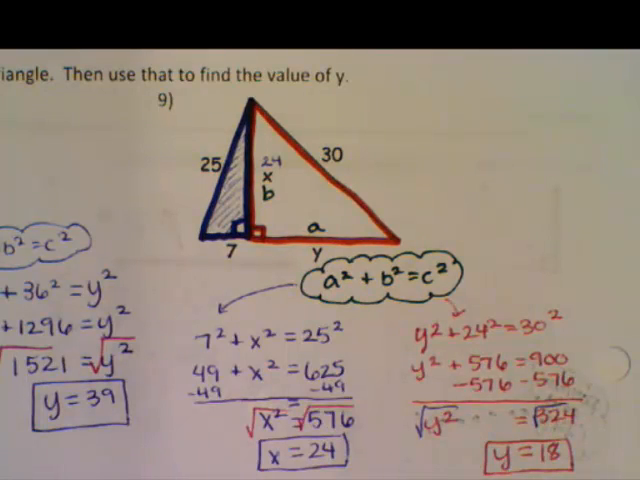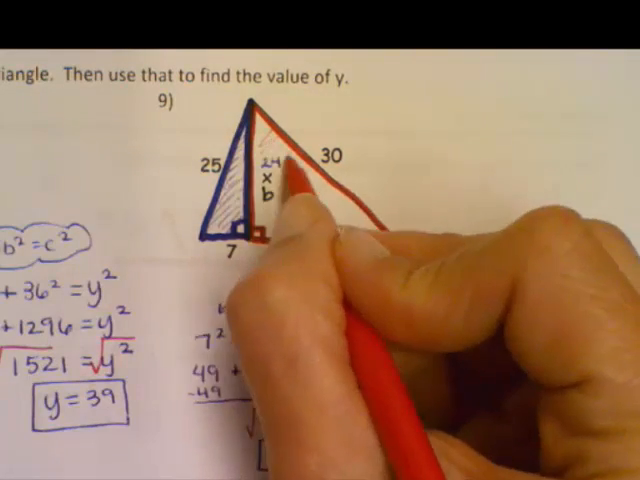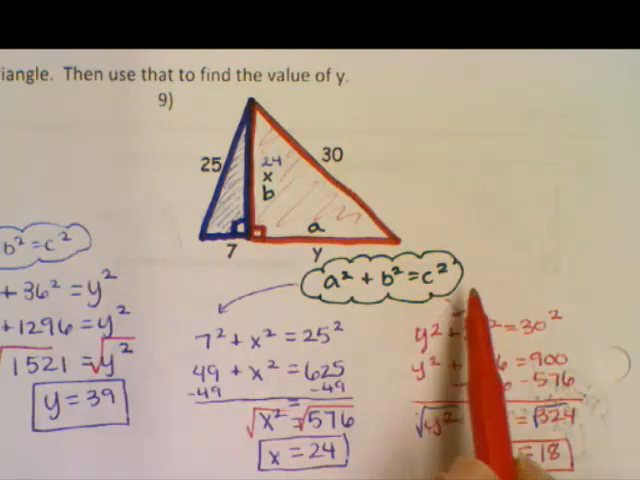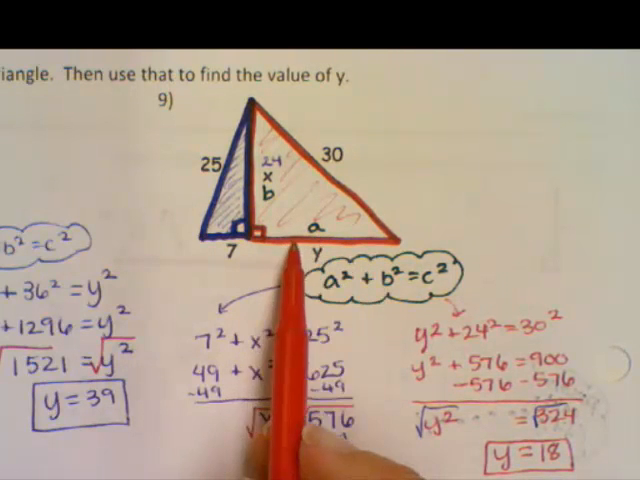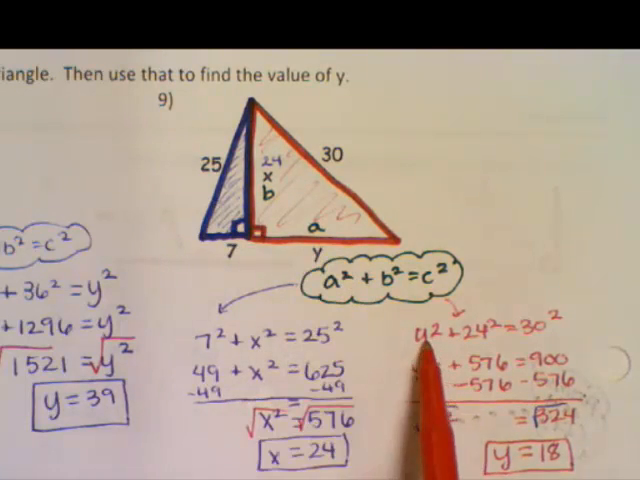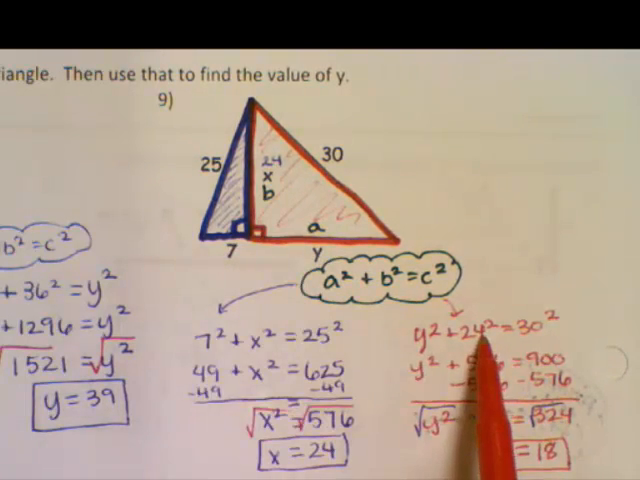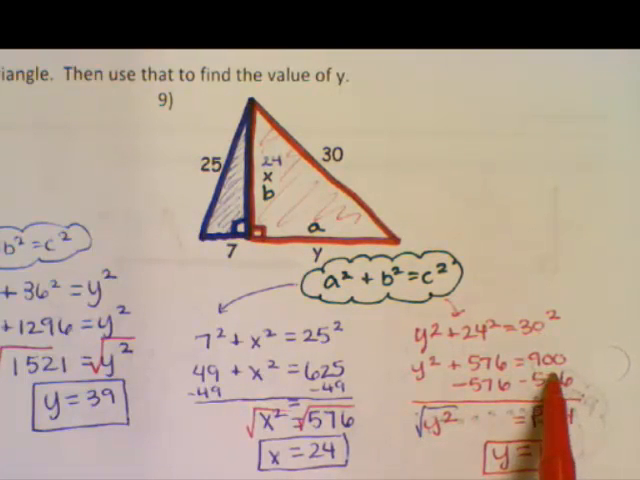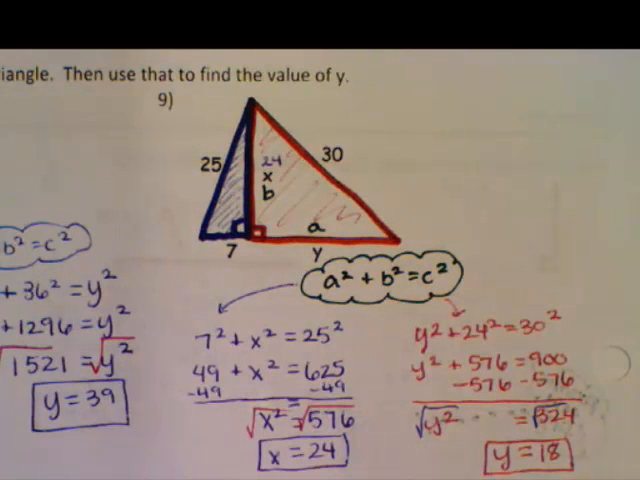Then I went to solve the larger triangle over here. And again, I'm using a squared plus b squared equals c squared. And this time my unknown is still one of the legs, so I just called it a. So I said y squared plus the newly found 24 squared equals a hypotenuse 30 squared. I squared 24 and I squared 30. Then I had to subtract 576 from both sides to get y squared by itself. So I found that y squared was the difference, 324. Then I square rooted both sides and found that y is 18. So now you can use the Pythagorean theorem to solve for a missing side length in a right triangle.